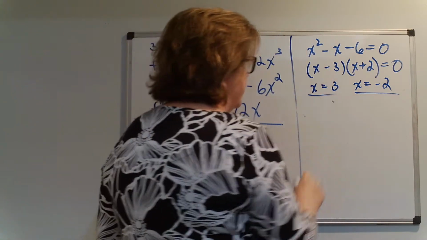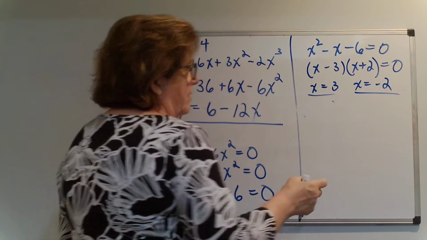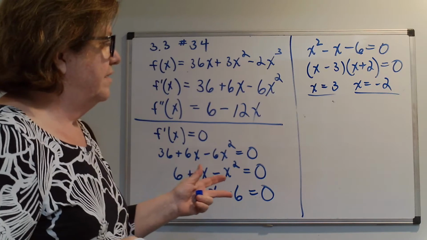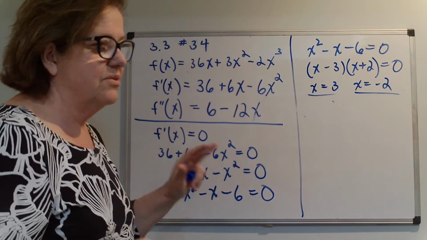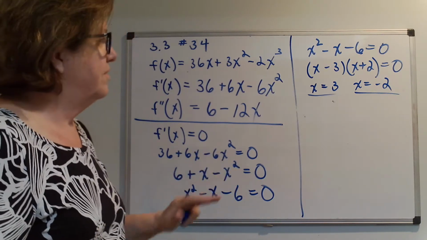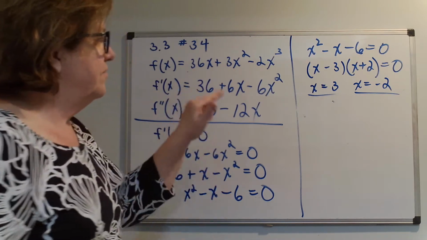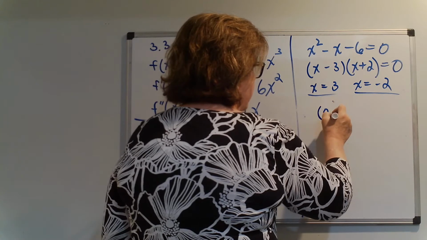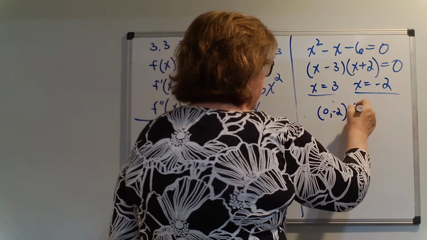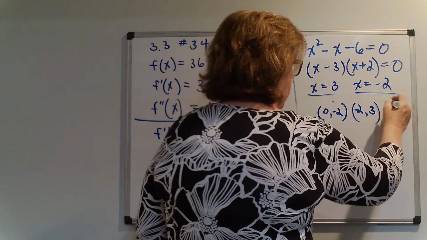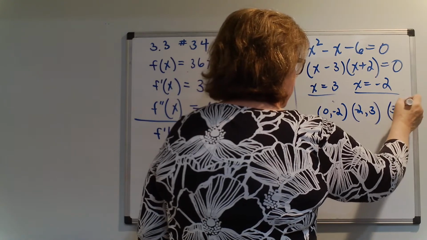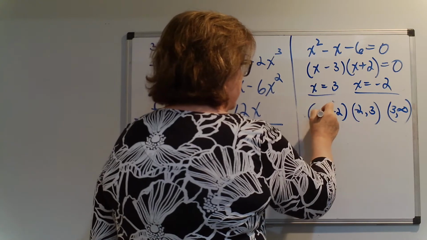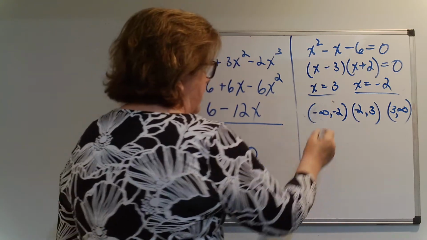We also could have made a table. So the only two places on the whole graph where the function can change, increasing to decreasing, decreasing to increasing, is at -2 and 3. So we can make a chart. What goes on from negative infinity to -2, -2 to 3, and 3 to infinity. This is defined for all real numbers. So I can make a little chart.